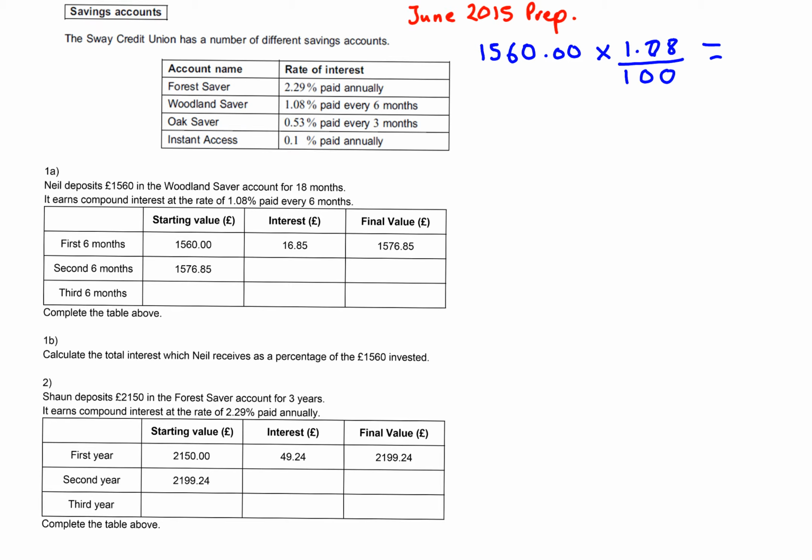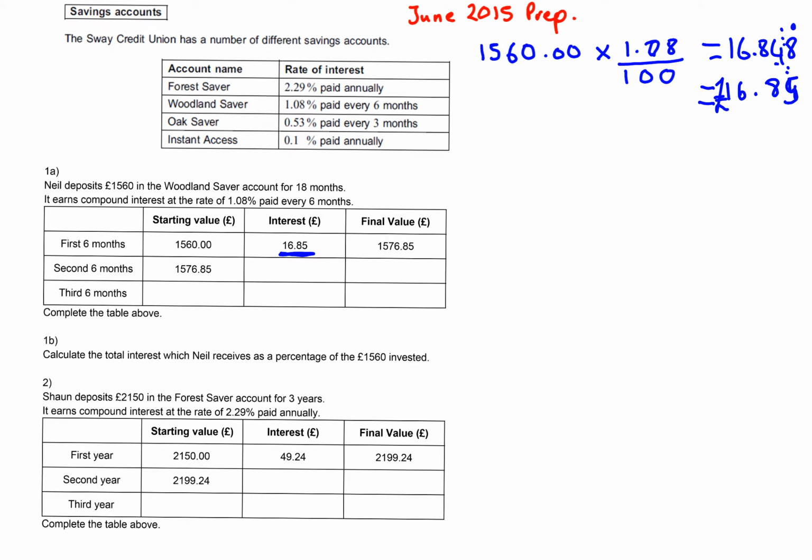Times 1.08%, which equals, let's have a look at this, 16.848. Because we are talking about money, we are going to round this off to 2 decimal places. So that will be £16.85. Because remember, when we round it off, you look at this number here. If it's 5 or greater, you increase this by 1. If it's less than 5, then this stays the same. So here's your answer here.